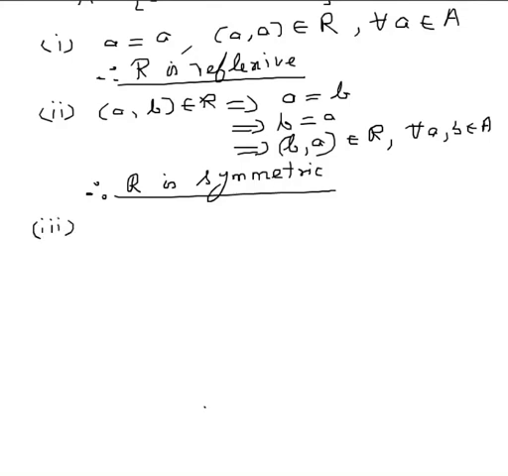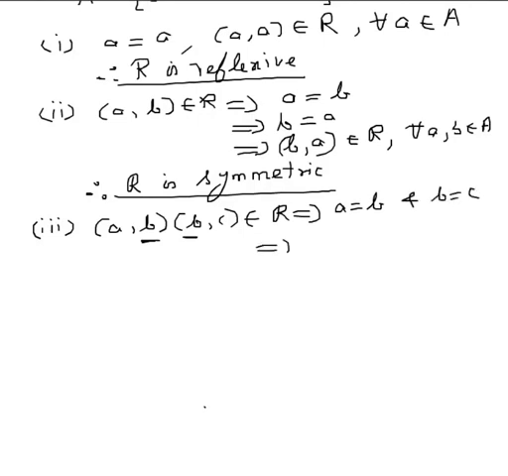Let us prove that it is transitive. For transitivity, we have to take two elements such that these two are common. Now, AB belongs to R, so the condition is A is equal to B. And BC belongs to R, the condition is B equals C. Therefore, I can say that A is equal to C. That means A, C also belongs to R for three elements A, B, C taken from the set A.